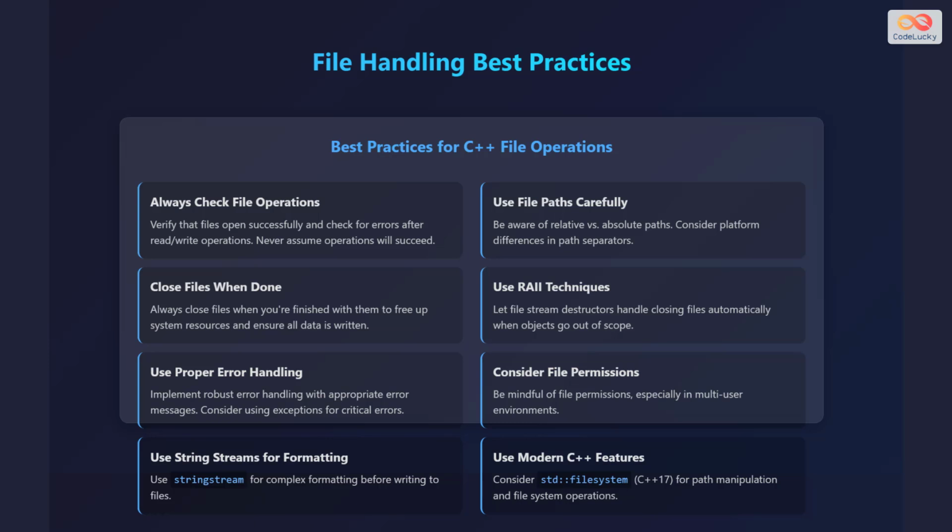Be aware of relative versus absolute paths, and consider platform differences in path separators. Use RAII techniques. Let file stream destructors handle closing files automatically when objects go out of scope. Be mindful of file permissions, especially in multi-user environments. Consider std::filesystem for path manipulation and file system operations introduced in C++17.